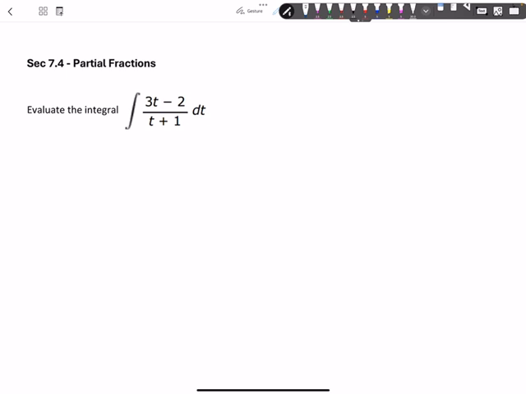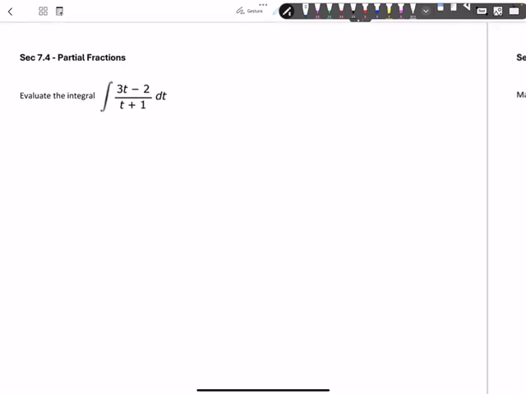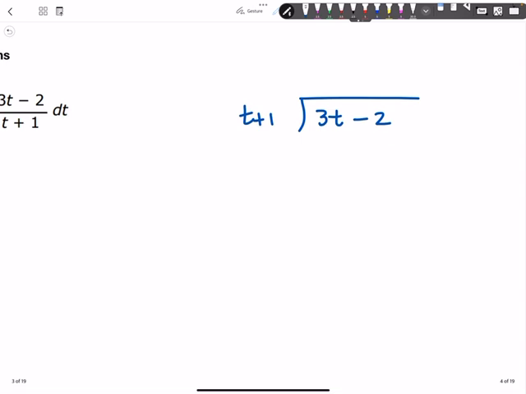Since this rational expression is an improper fraction, the degree of the top is equal to the degree of the bottom, we need to do long division first. So I'm going to go ahead and write that over here. We're dividing by t plus 1, and we're dividing the term 3t minus 2. All right, so the question is, what do I need to multiply t by to get 3t? We multiply by 3. 3 times t plus 1 is going to be 3t plus 3.